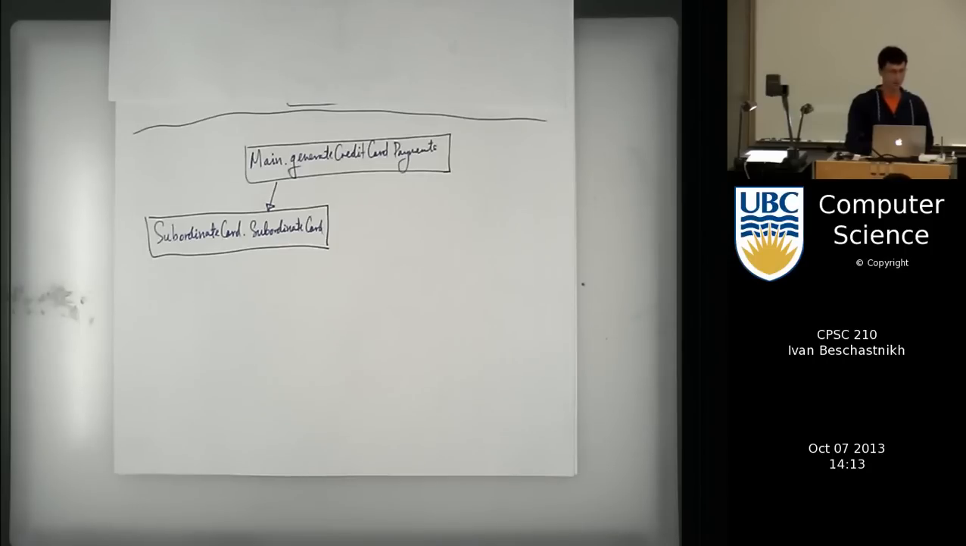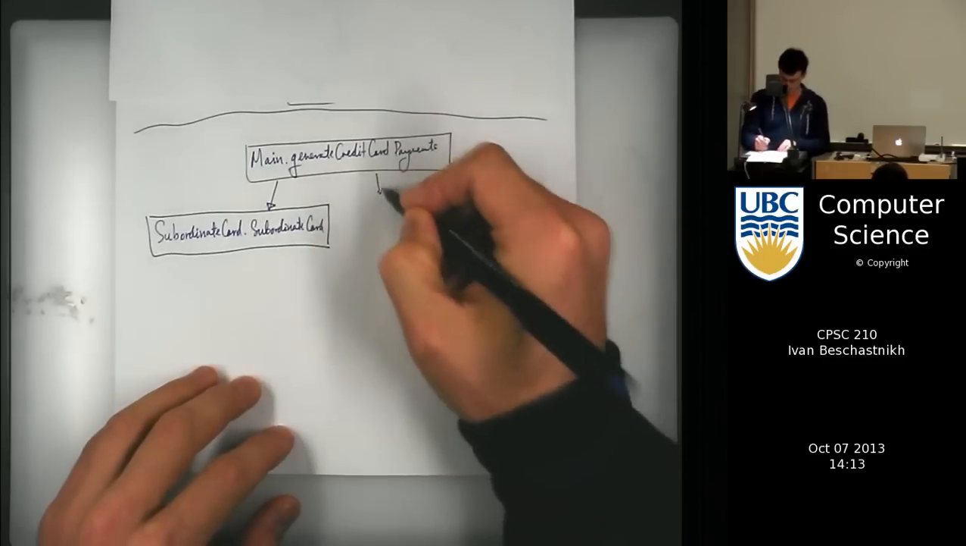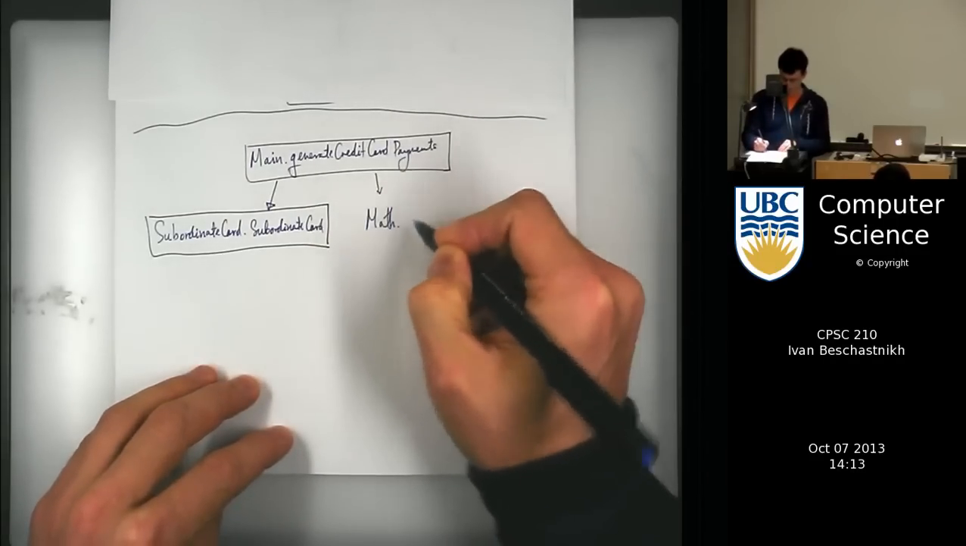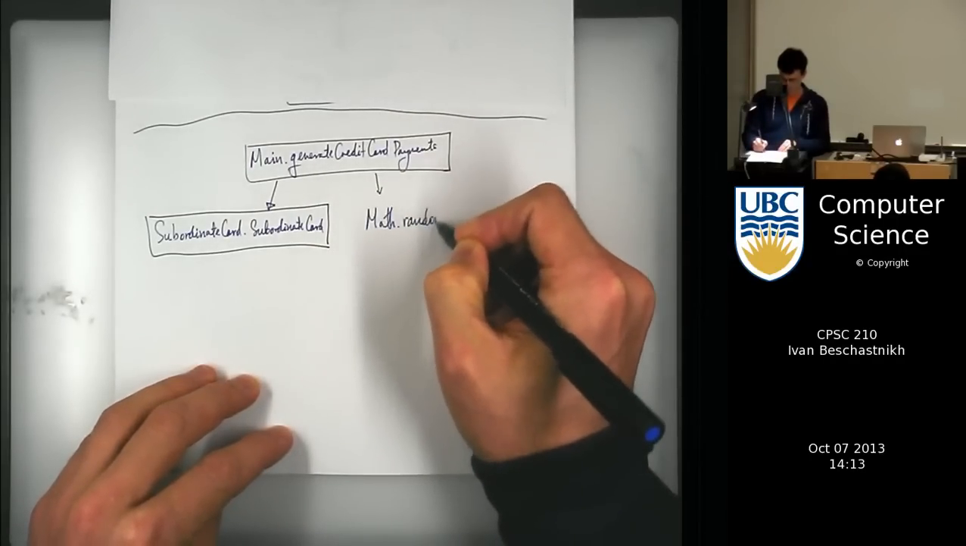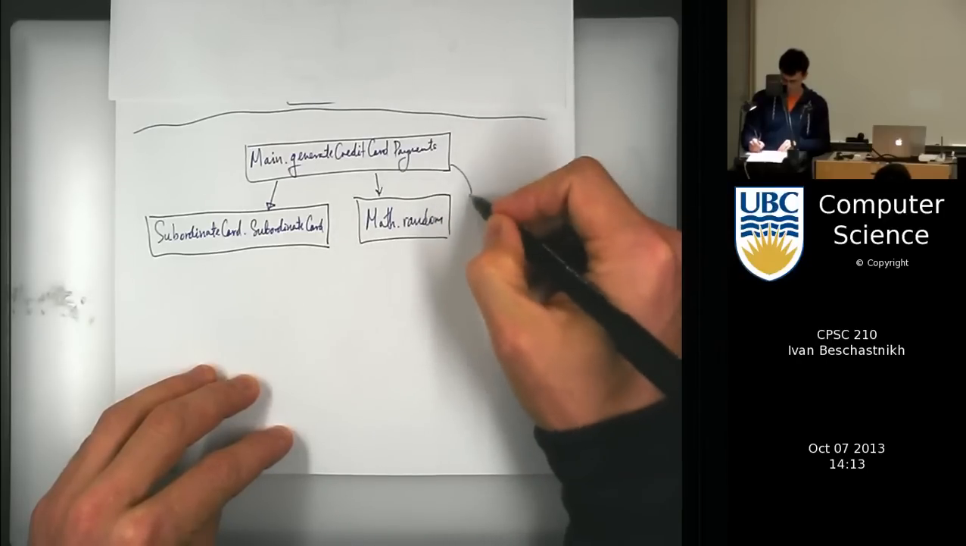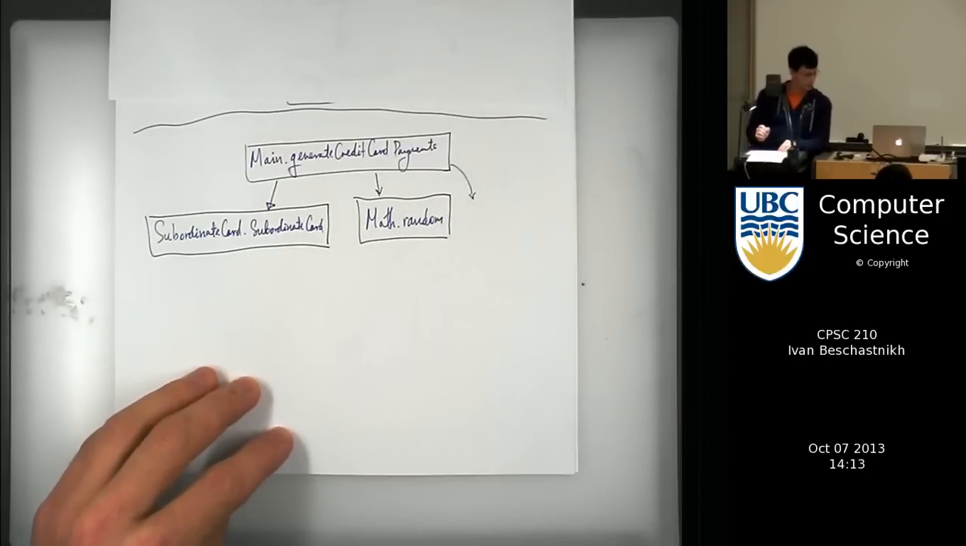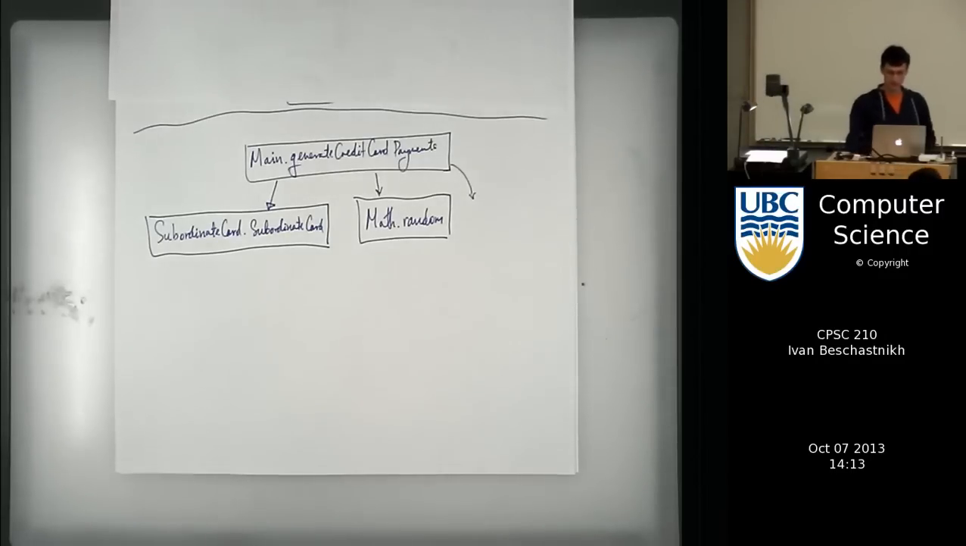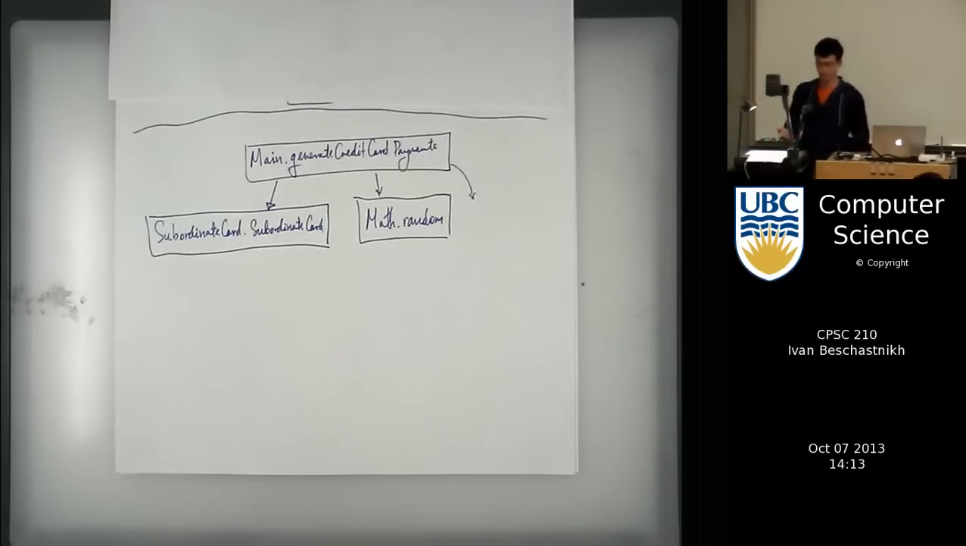So here's another one. This is a nested call, right? I'm calling math.random, and then I'm using the output of that and passing that to process payment. So math.random is going to be another method that I call. So add that on. Then yet another one that I'm going to add is process payment. So process payment is an S card. S card is a subordinate card. So I do subordinate card dot process payment.